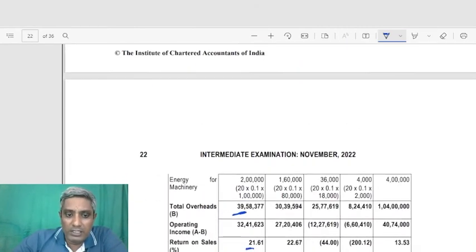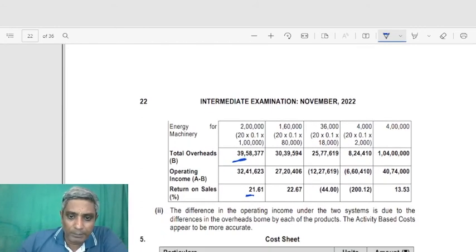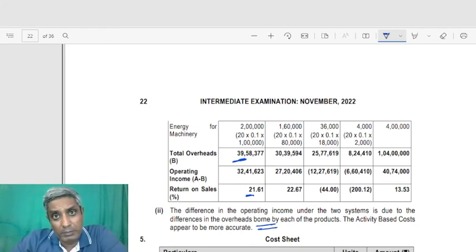Clear? Now see here, the difference in the operating income under the two systems is due to the difference in the overheads borne by each product. So overhead borne by each product. Traditional, we find out a predetermined rate and then we apply. Here we focus on the activity rather than the rate. We focus on the activity, then the ABC rate is calculated. So activities are resource based and activity based. You have to be very, very clear on this. Is it not? So the intensity and the frequency you should remember. So cost driver is a very, very important element in ABC costing.